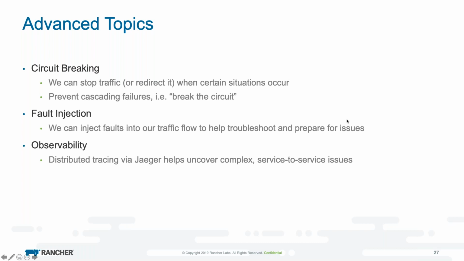Then another thing we wouldn't have gotten a chance to look at would have been observability. Distributed tracing via Jaeger would help us uncover complex service-to-service issues. And again, that's that functionality where I'd be able to see a request as it flows between different services in my mesh and be able to trace that request from point A to point B. Finally, mutual TLS, we'd be able to verify both client and server are who they say they are.